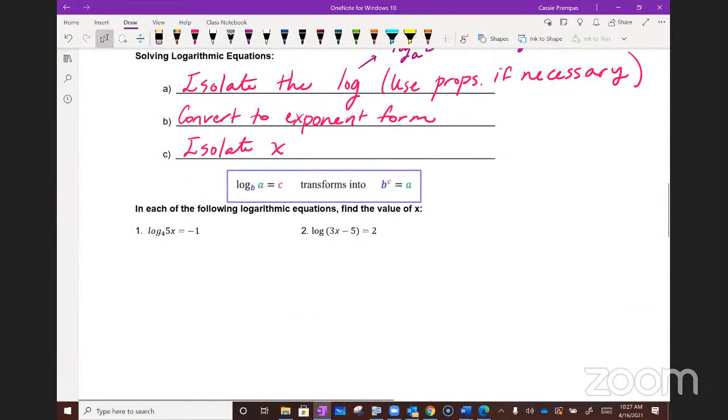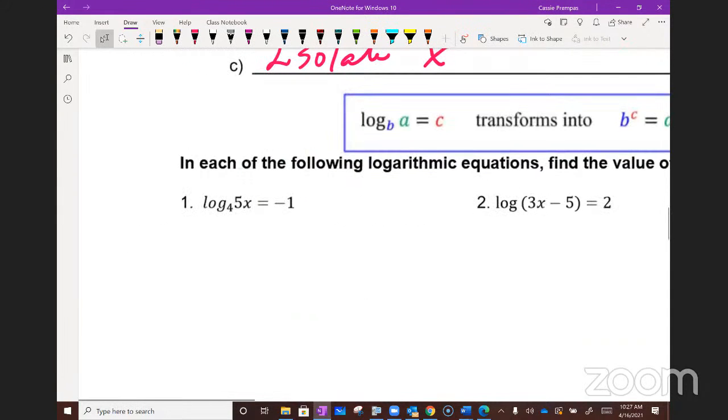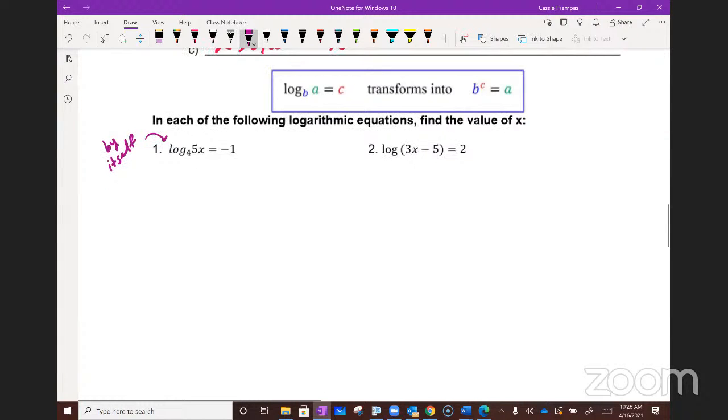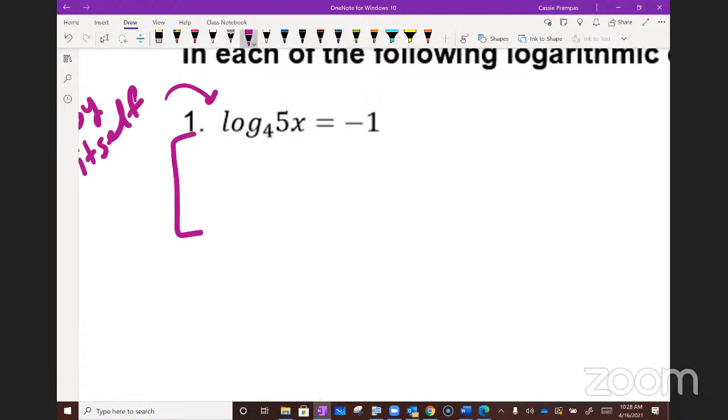Number one, I have the log equals -1, which is isolated. It's already by itself. So letter A is done for me. What would letter B be? Go back and read it. Convert. So now I'm going to convert to the other form, exponent form.